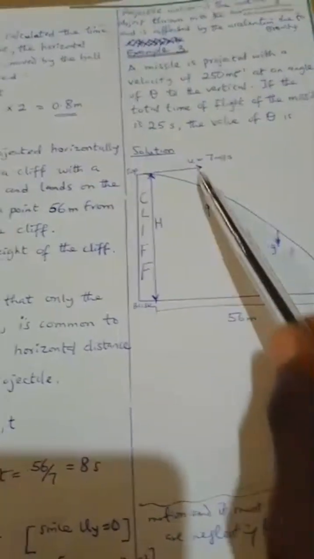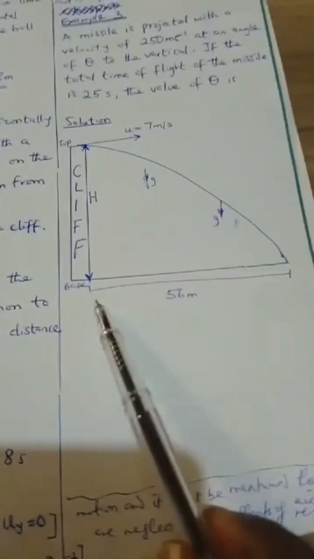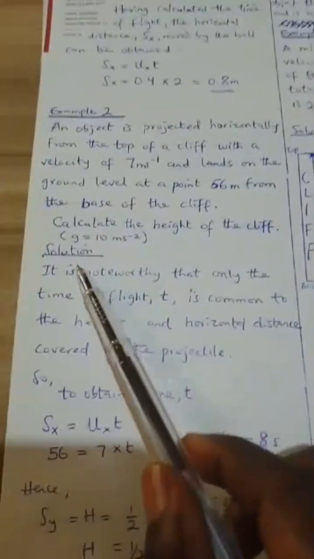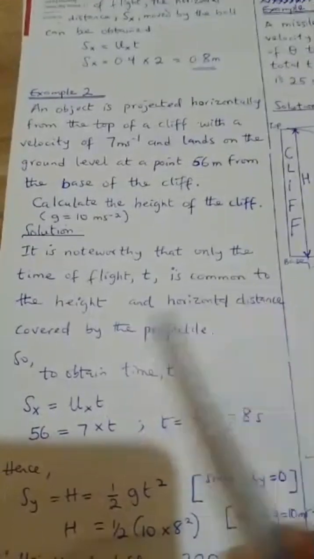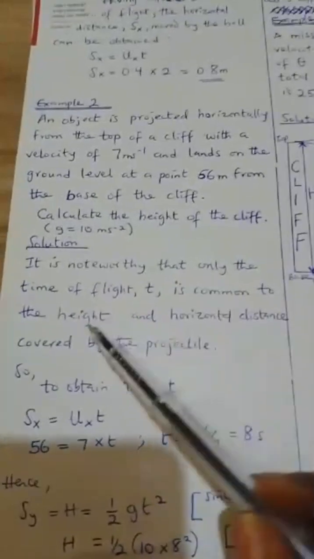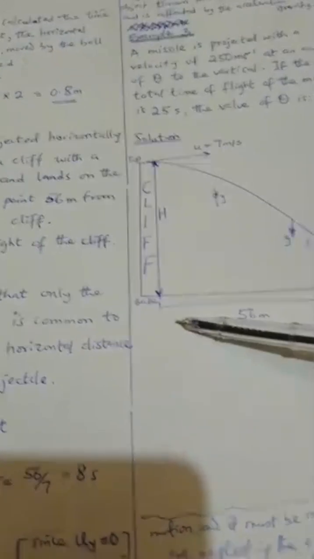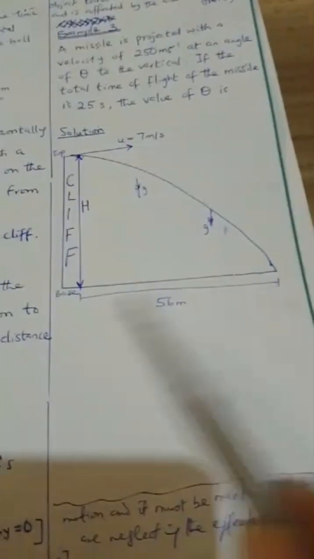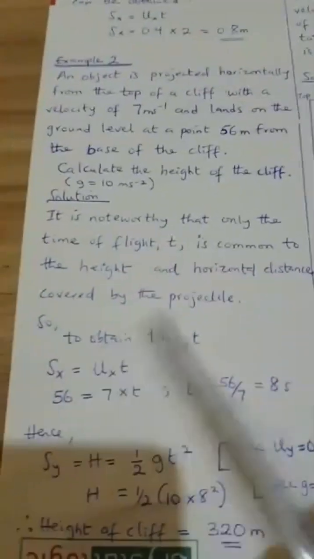So this is entirely u in the horizontal component, in the horizontal direction. All right, so it's noteworthy that only the time of flight t is common to the height and the horizontal distance covered by the projectile. This is the height, the vertical distance covered, and this is the horizontal distance covered by the projectile. So only the time of flight connects them.